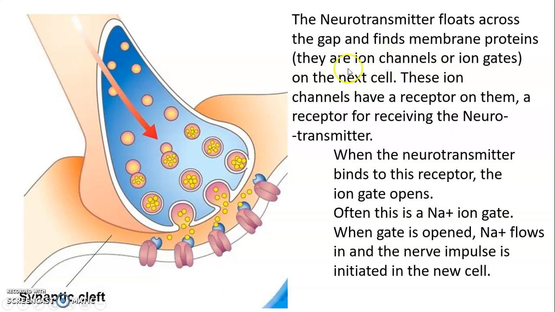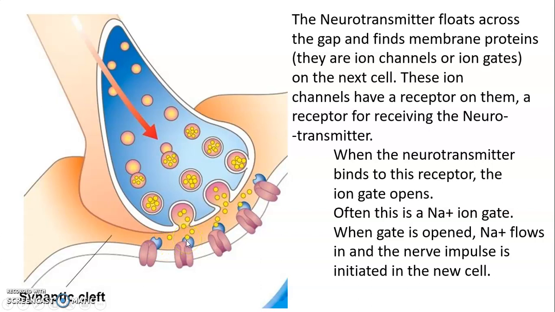Okay, let's go to this text here. When they go to the gap, the receiving cell, the cell which will be receiving the message from this nerve cell, has lots and lots of membrane proteins, all these purple things, and they're actually ion channels or ion gates. Can you see how this looks like an ion channel? That's where an ion travels through. These ion channels also have receptors. That's the blue thing. And guess what the receptors are made to do? To bind with the neurotransmitter.